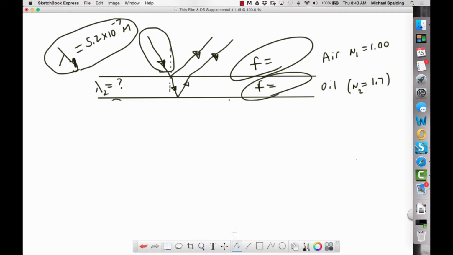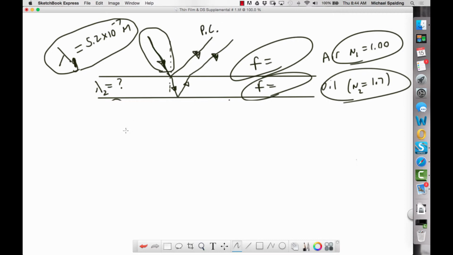Now, this is thin film interference. The thing to know about thin film interference is when a ray strikes a medium that has a higher index of refraction, it has a phase change. So this ray right here that came in, it's coming in at 1.0, index of refraction is 1.0. The oil is 1.7. So this guy is going to have a phase change, right?